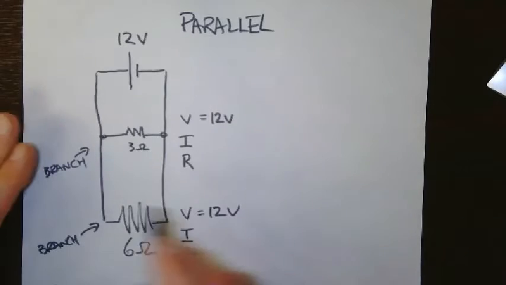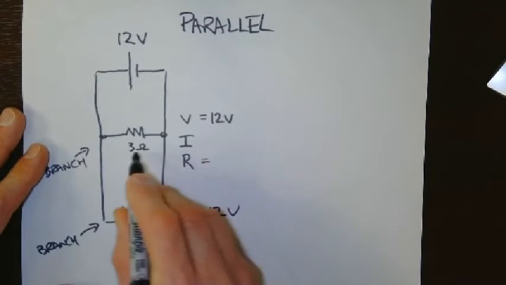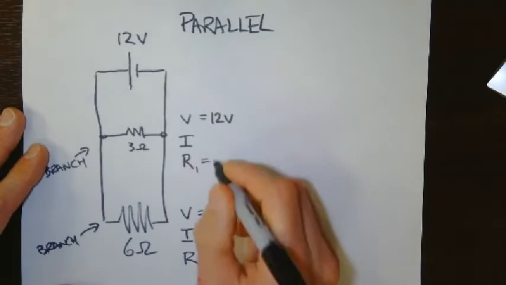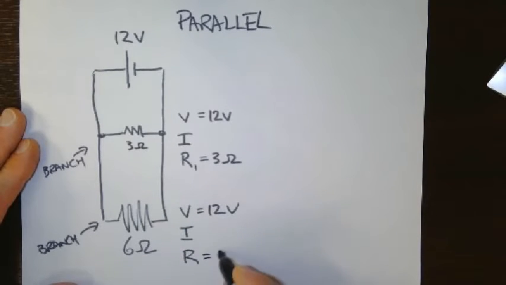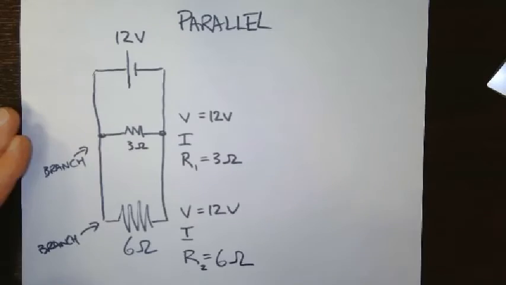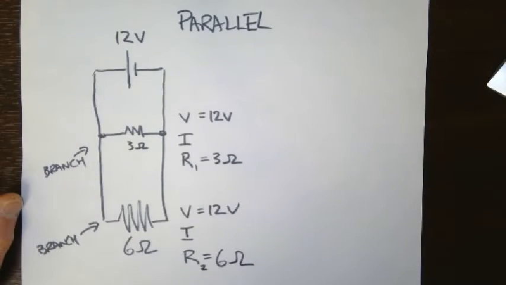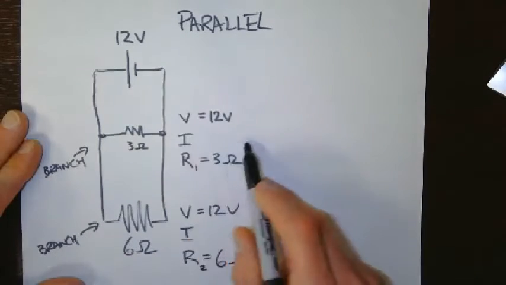All right. Let's look at the resistances. That's easy, right? Because this resistor, we'll call it R1, is equal to 3 ohms, because I told you. And this resistor, this is R2, is equal to 6 ohms, so I just copy that down. All right, so that leaves us with current, right?